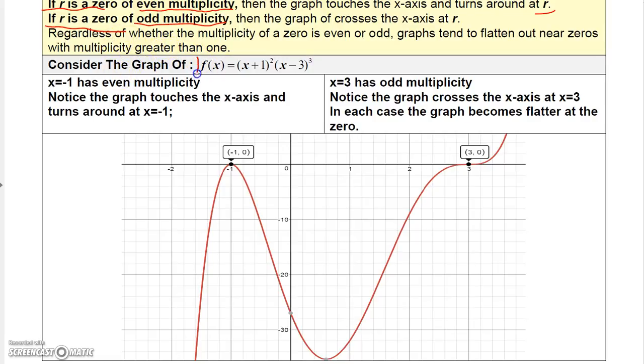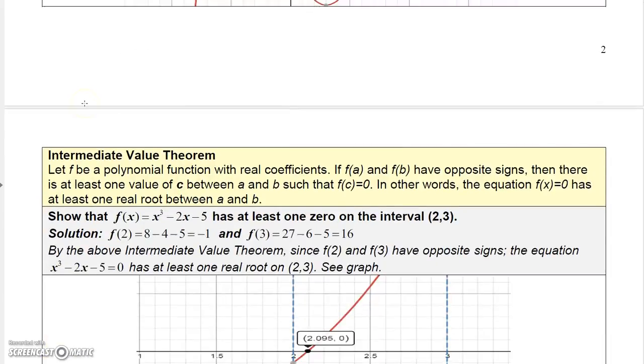So let's take a look at this graph. Okay, so we know that negative 1 has a multiplicity that's even, and 3 has a multiplicity that's odd. So negative 1 has even multiplicity, and so notice the graph just touches it at negative 1 and then turns around. But x equals 3 has odd multiplicity, so notice the graph actually crosses the x-axis at 3. Okay? So basically that's how that works.